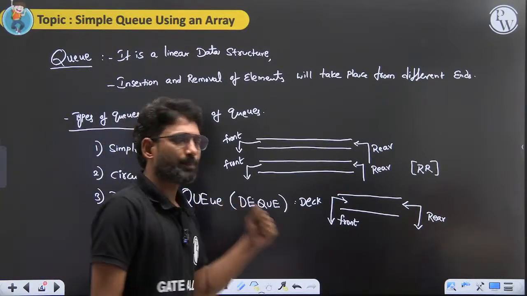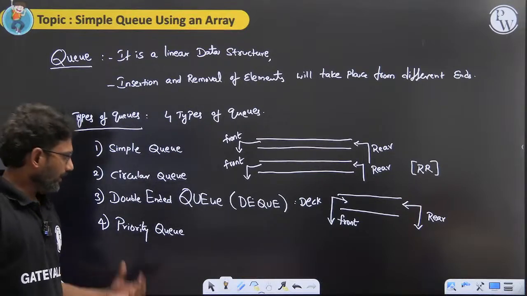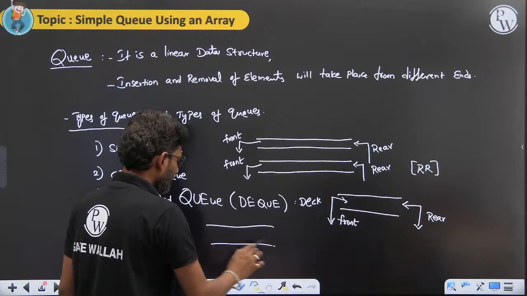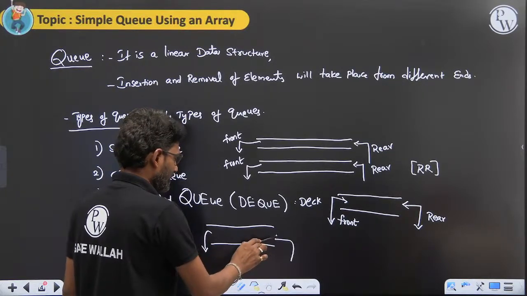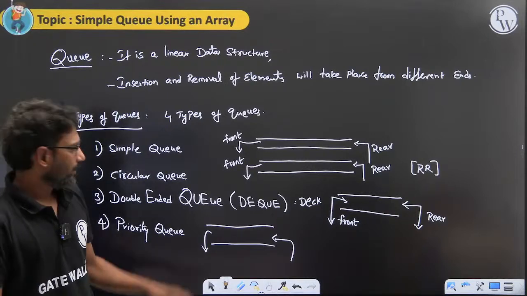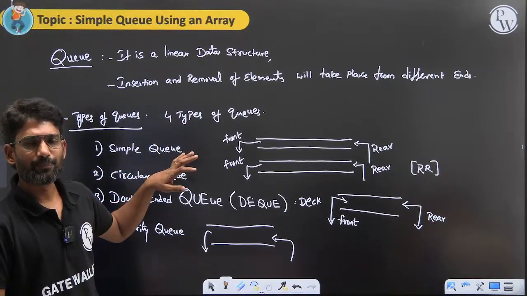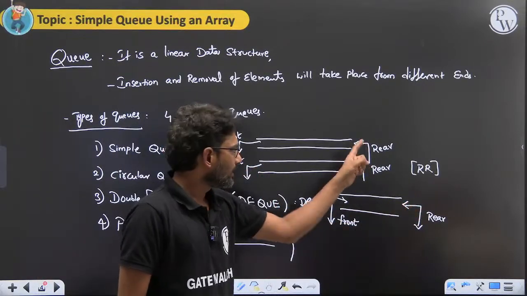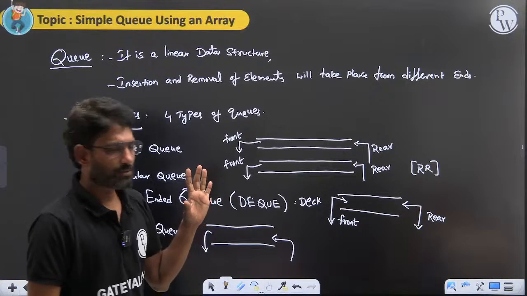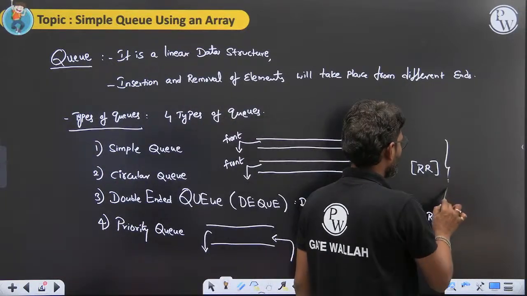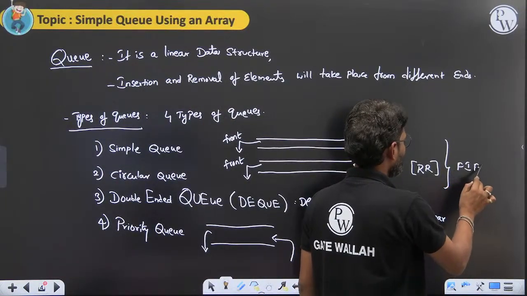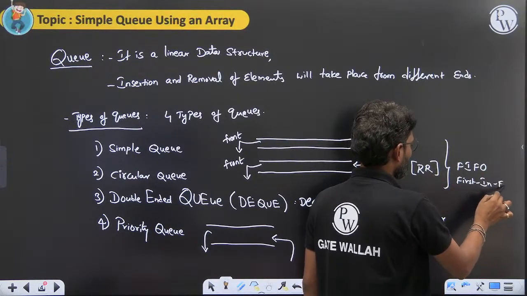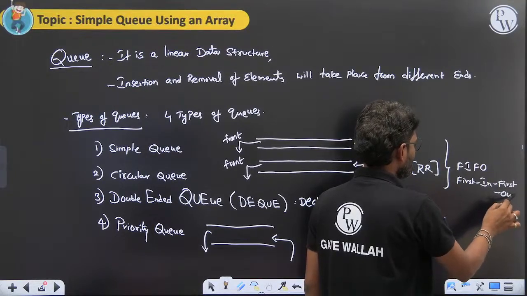And what about this priority queue? Here in the priority queue also, we insert and delete from different ends, but in simple queue, circular queue, what we insert first, that you remove first. So simple queue and circular queue operates purely on first in first out manner.